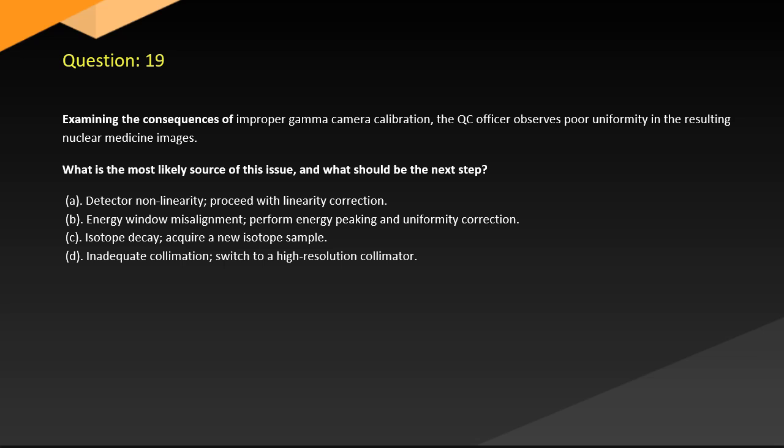Question 19. Examining the consequences of improper gamma camera calibration, the QC officer observes poor uniformity in the resulting nuclear medicine images. What is the most likely source of this issue, and what should be the next step? A. Detector nonlinearity. Proceed with linearity correction. B. Energy window misalignment. Perform energy peaking and uniformity correction. C. Isotope decay. Acquire new isotope sample. D. Inadequate collimation. Switch to a high-resolution collimator.